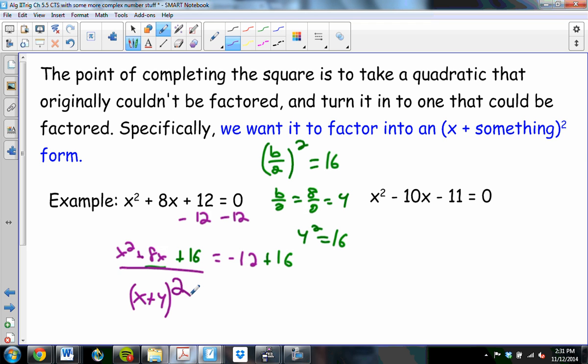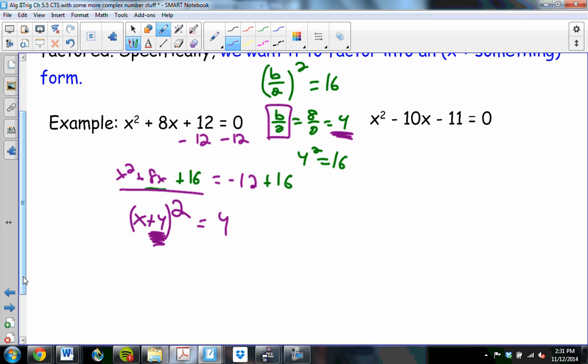The beauty of this is this number here is always going to be this number here. It's always that b over 2. Whatever b over 2 was, that's what goes there. Even if it was negative, it goes there. So the left side factors, the right side is negative 12 plus 16, which is 4. And now I have a problem that I can solve by square rooting. Square root both sides and I get that x plus 4 equals plus or minus 2. So x equals negative 2 or negative 6.